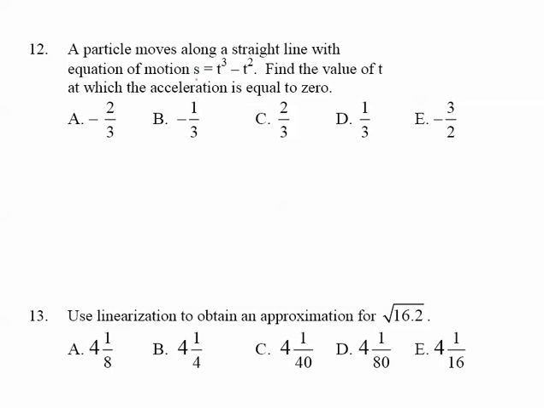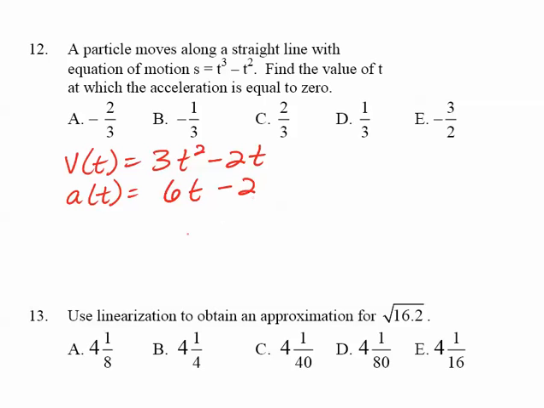And another position function, find the value of t at which acceleration is 0. Well, velocity would be the first derivative, 3t squared minus 2t. Acceleration is the second derivative, 6t minus 2. So when is acceleration equal to 0? That would be at 1/3.